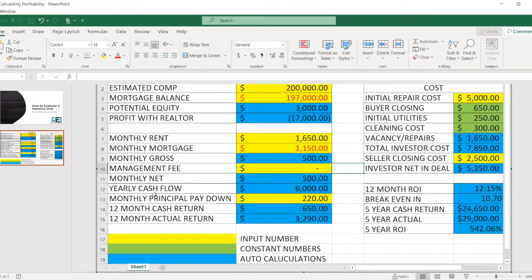Now, you see line 13 is your monthly principal pay down. Now, every month that you pay the mortgage, some of that money, not even half of it, goes towards the principal pay down. So if I owe $197,000 on this property, every month as an estimate, we can calculate that we're paying down about $220. Now, this number comes from actually your mortgage statement. So once you get the mortgage statement from the seller, you can plug this in and have a better idea. So let's say that this house we're paying $262 toward principal each month, roughly.